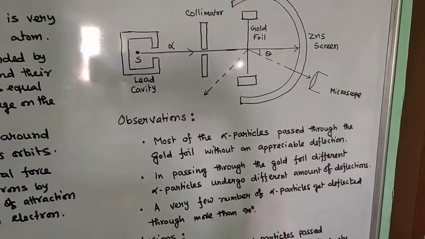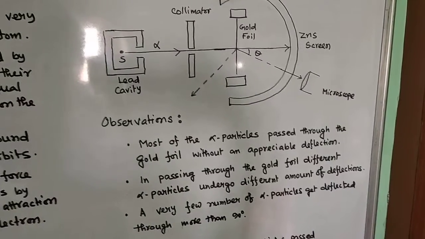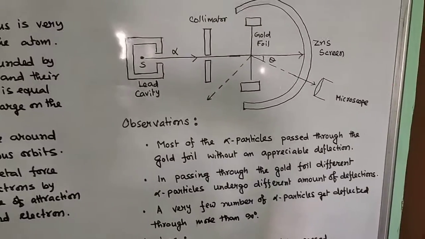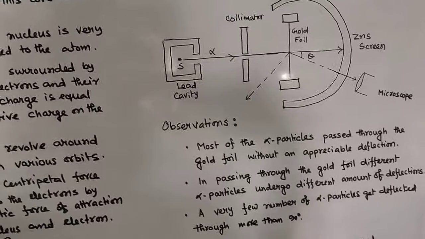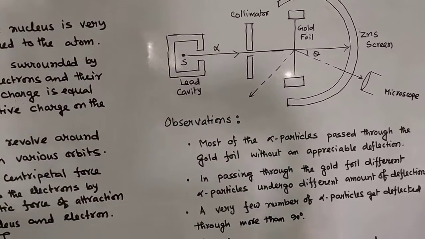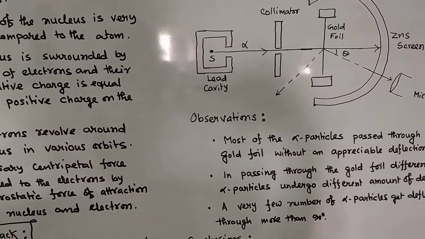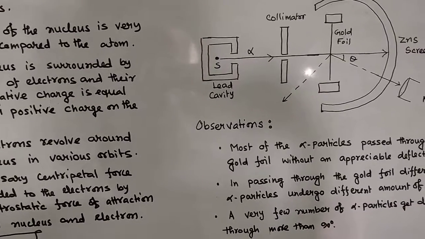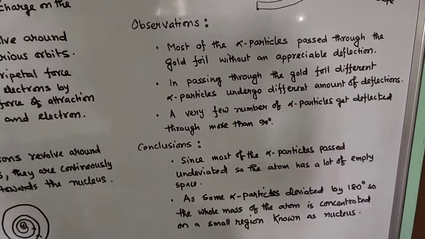So you can imagine, if a ray whose charge is positive suffers a 180 degree deflection, what does it mean? Definitely some positive charge region is there within the atom, isn't it? If a ray moves head on toward that region, it suffers 180 degree deflection. But if the ray moves near that positive charge region, it suffers a different kind of deflection, or deflection of a different angle. So what is the conclusion?